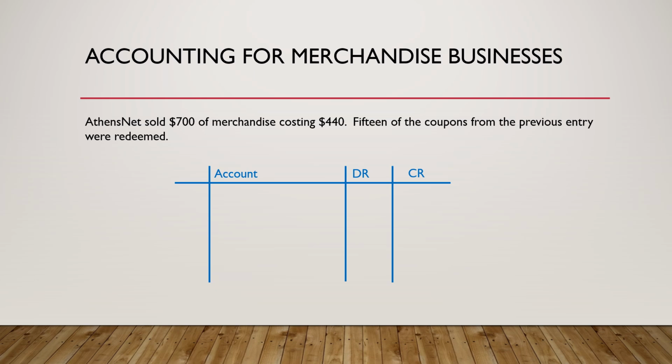What do we do when those previously issued coupons are redeemed? For example, AthensNet sold $700 of merchandise costing $440. 15 of those coupons from the previous entry are redeemed. Begin with our standard entries for sales of merchandise. In this transaction, the $700 of merchandise sold is not the cash being received. It's the sales revenue earned.